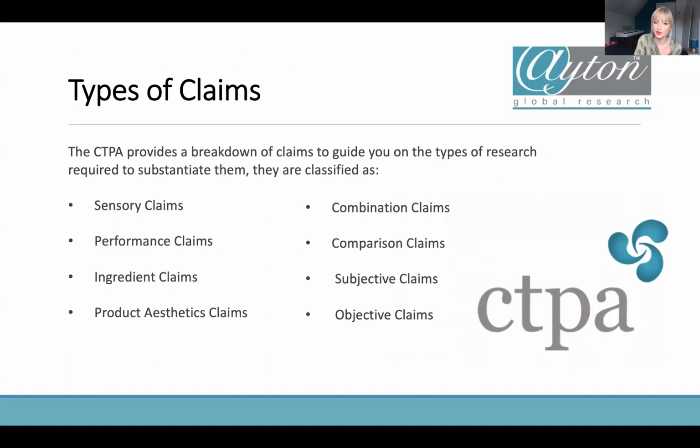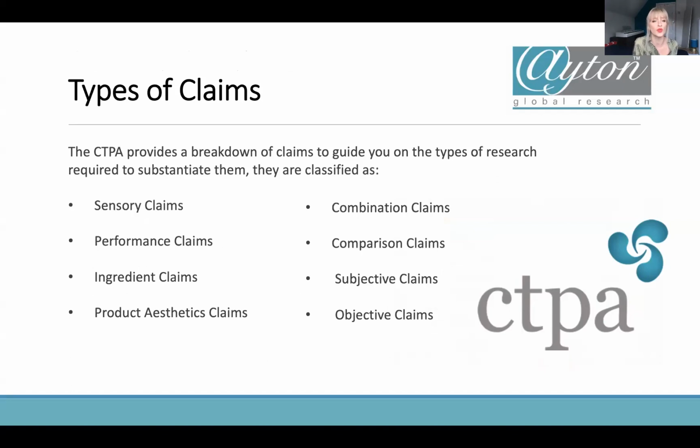We've also got different types of claims. The CTPA, which is the Cosmetics, Toiletry and Perfumery Association, for those of you who haven't seen them before, they've got some excellent resources about claim substantiation, particularly for cosmetics. They have a breakdown of the different types of claims you can make, and they give guidance about what types of research you should be using as well. So obviously this is a lot of what we'll be talking about today with clinical or consumer.